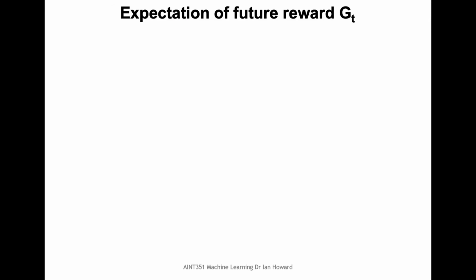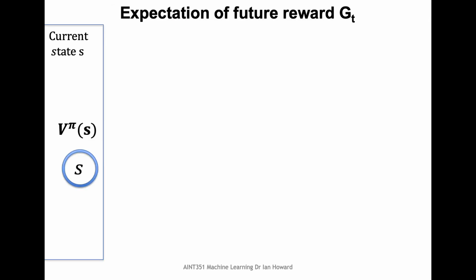Okay. So now let's think about the expected value of future reward G of t. In order to do that, we've got to think about what's involved: what pathways, what states can the system get into, and how does it get there? So we start off in the current state S, and the current state S is going to have a value of v pi of s. That's going to be the expected value for future reward from that state.